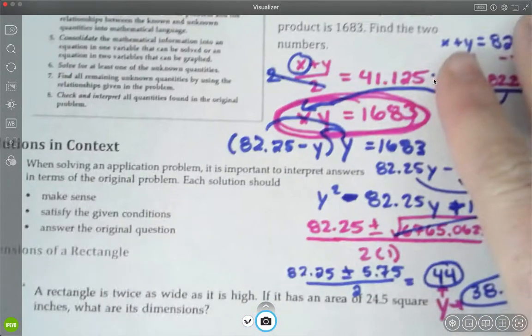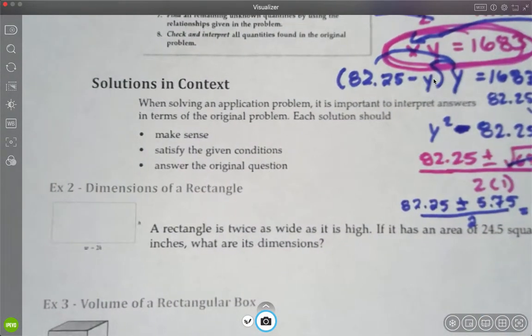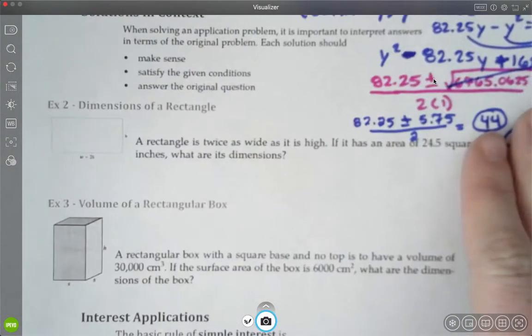All right, we'll do a couple more and then we'll stop because your brains are on overload today. My brain's gone. Example 2, a rectangle.